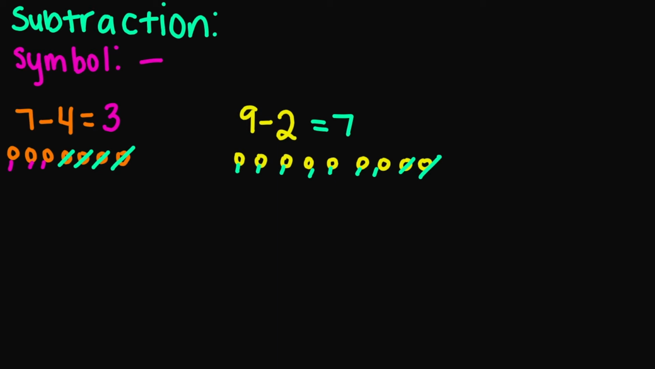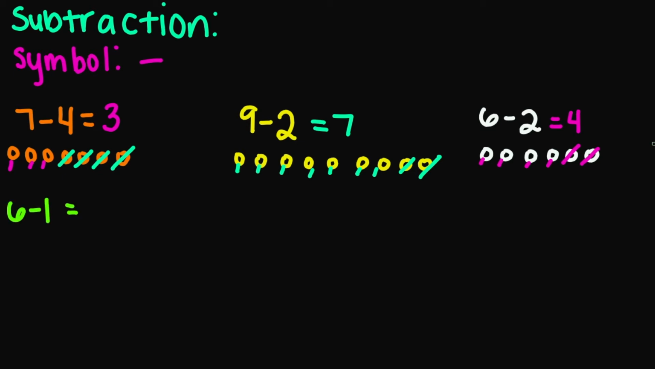All right. Let's try another example. Let's say I have 6 minus 2. That means I have 6 marbles. 1, 2, 3, 4, 5, 6. I'm removing 2 of the marbles. So 1, 2. How many do I have left? 1, 2, 3, 4. So 6 minus 2 equals 4. I have 4 marbles left.